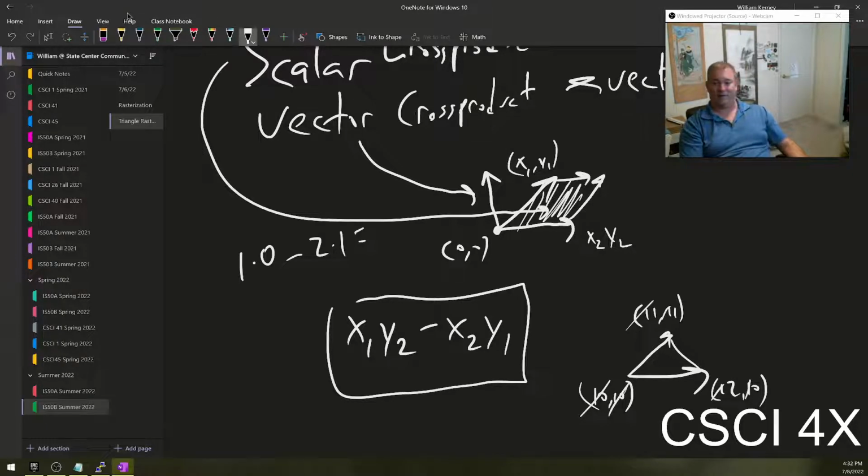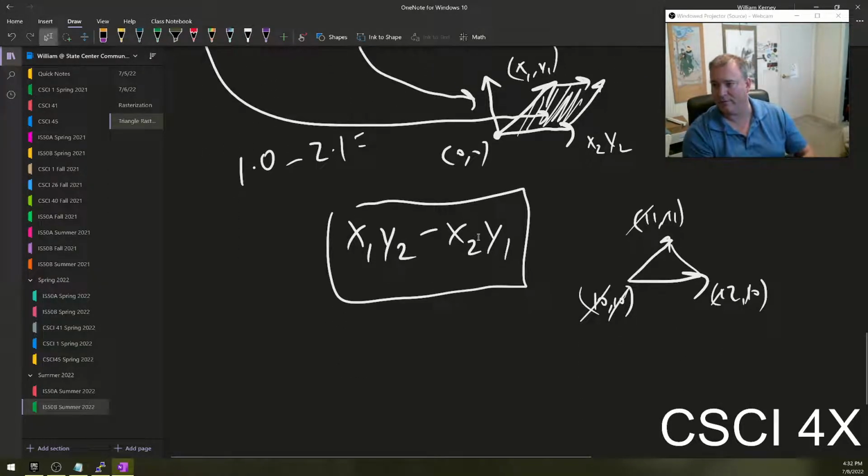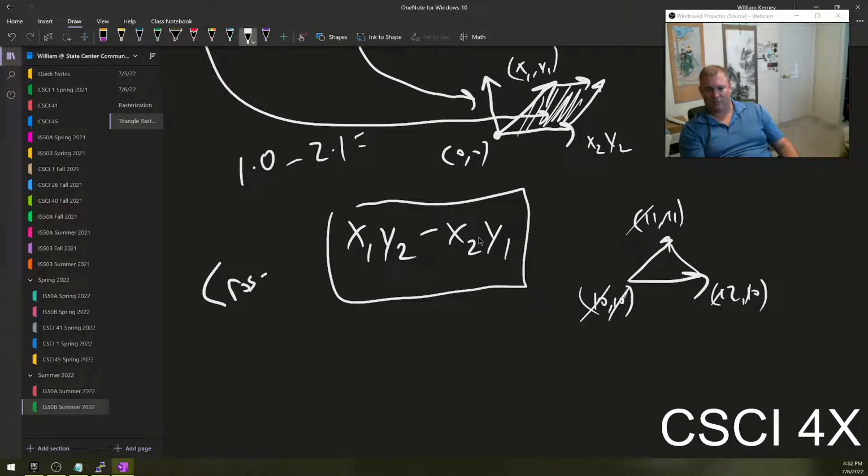So, is that dot product? This is cross product. Dot product is very similar, but also very different. This is scalar cross product. And you can go from vector cross product to scalar cross product, Isaac, by taking the magnitude of it. But it's a lot more effort. This is simple. This is really easy.